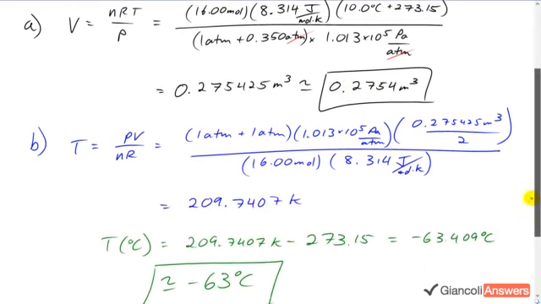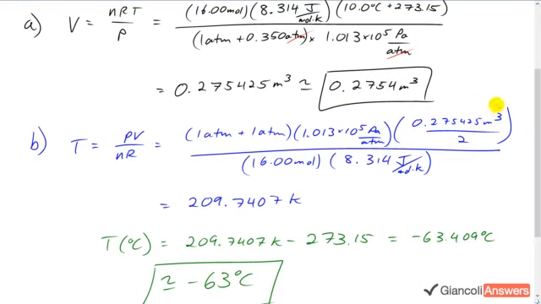And then if the container is compressed so that the volume is now half what it was before, so this is the answer from part A, 0.275425 cubic meters divided by 2. And the pressure is increased so that the gauge pressure is 1 atmosphere, and in which case the absolute pressure is the atmospheric pressure plus that, so that's 2 atmospheres in total for absolute pressure. And then convert that into pascals, and then divide by the number of moles, which is the same. You haven't changed the quantity of helium inside the container, it's still 16 moles.